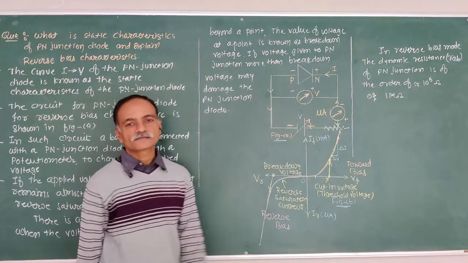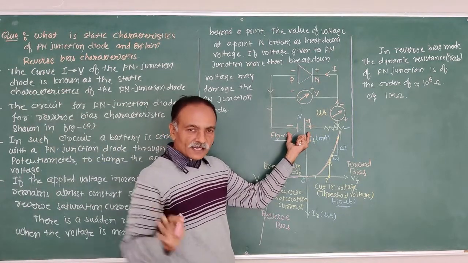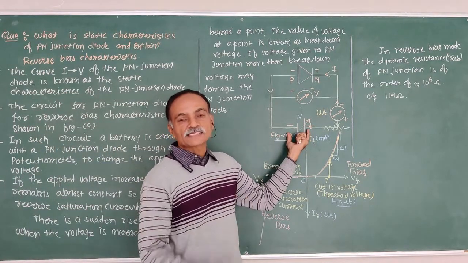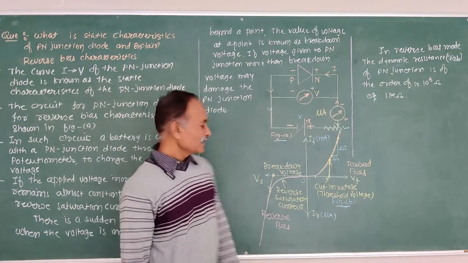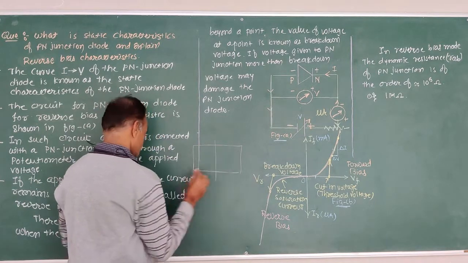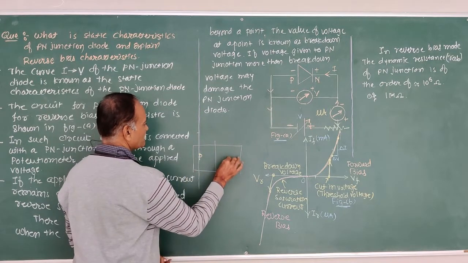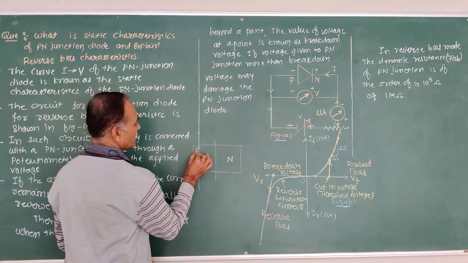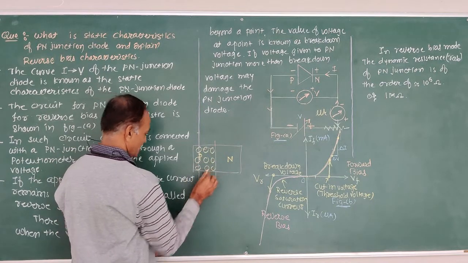What is the reason? In reverse bias, as we continuously increase the reverse bias voltage applied to the PN junction diode, what happens? In the PN junction diode, there is a P-type semiconductor and an N-type semiconductor. Here the majority charge carriers are holes, and the minority charge carriers are electrons.